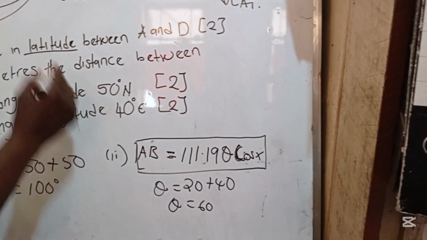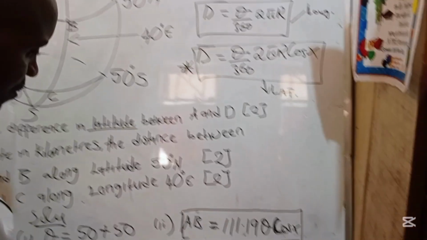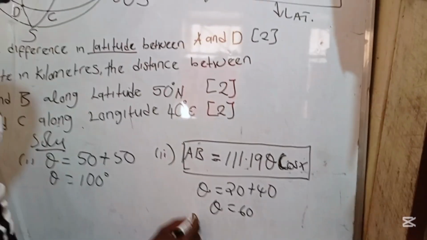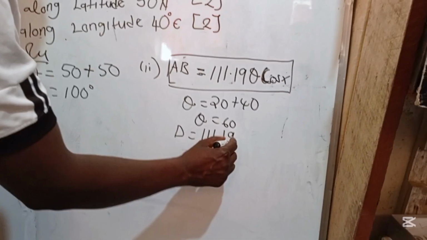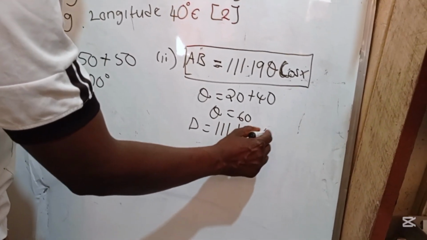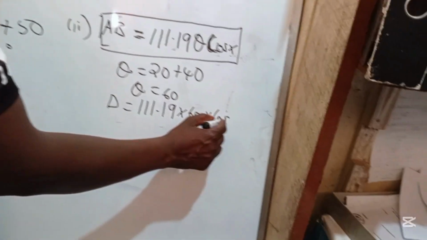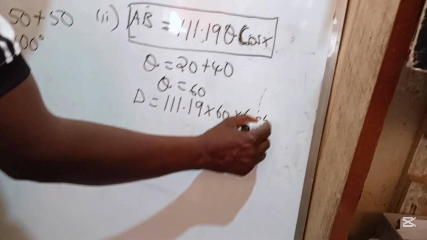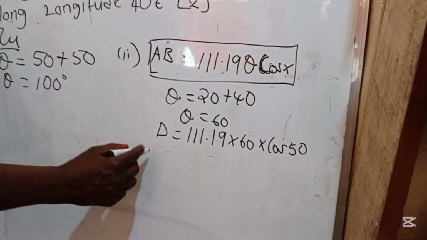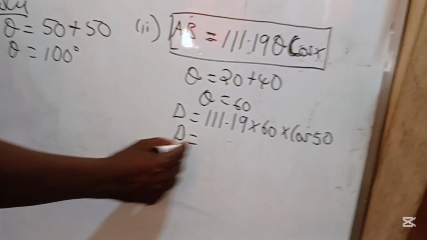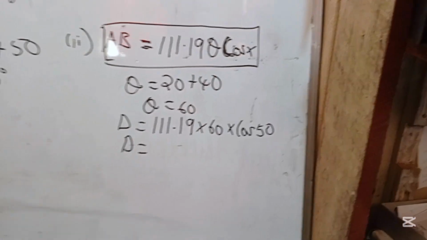Both are on which latitude? They are on 50. So my distance is equal to 111.19 multiplied by 60 multiplied by cos 50. Both of them are found on cos 50. Please, here the calculator is being invited. We invite the calculator.